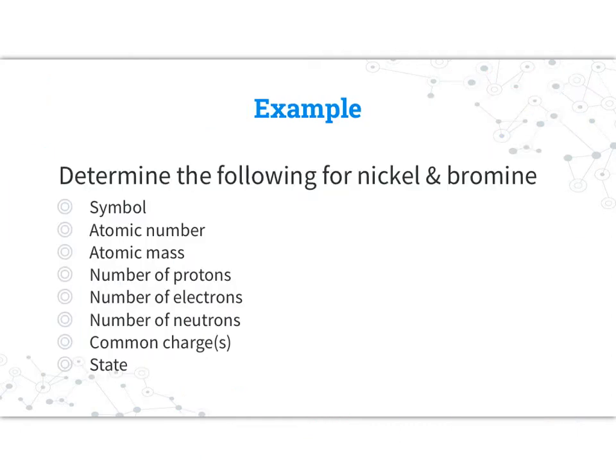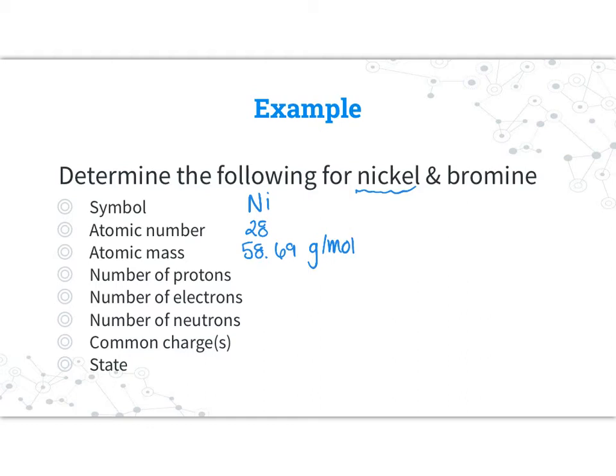So determine the following for nickel and bromine. Let's look at just nickel first. Nickel's symbol is Ni. If you find it on our periodic table, it'll be in our transition metals. Its atomic number is 28. The molar mass is 58.69, and I'm going to use units of grams per mole because that's what I'm most familiar with.